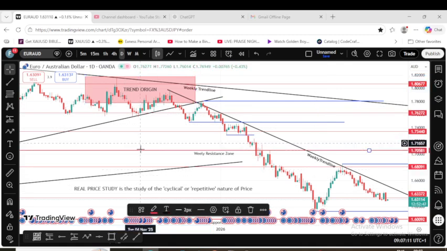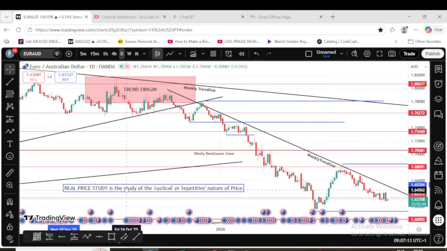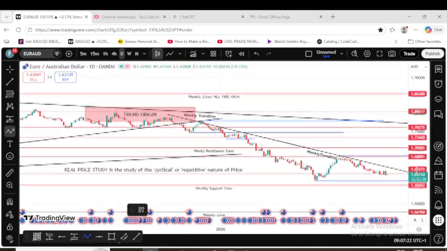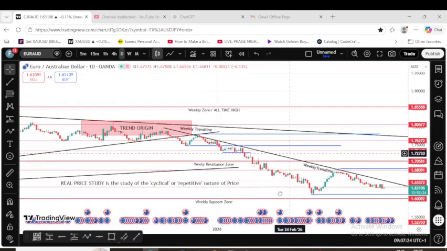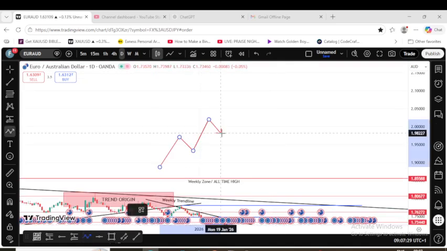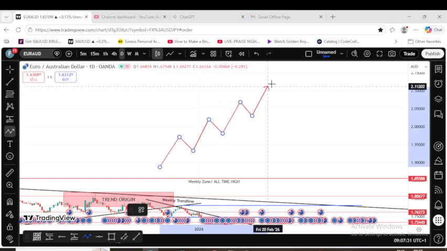So now what's left to do is some real price study. So what is real price study? Real price study is the study of the cyclical or repetitive nature of price. Let me do something to give you a picture of that. So look at this. This is a textbook example of an uptrend, right?